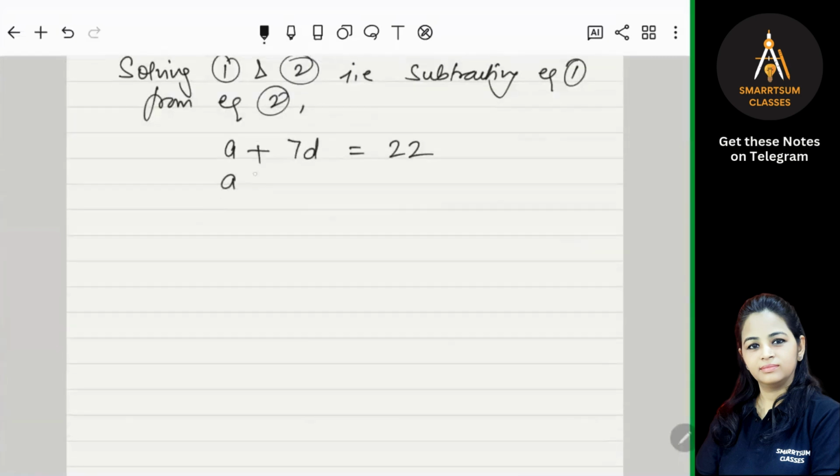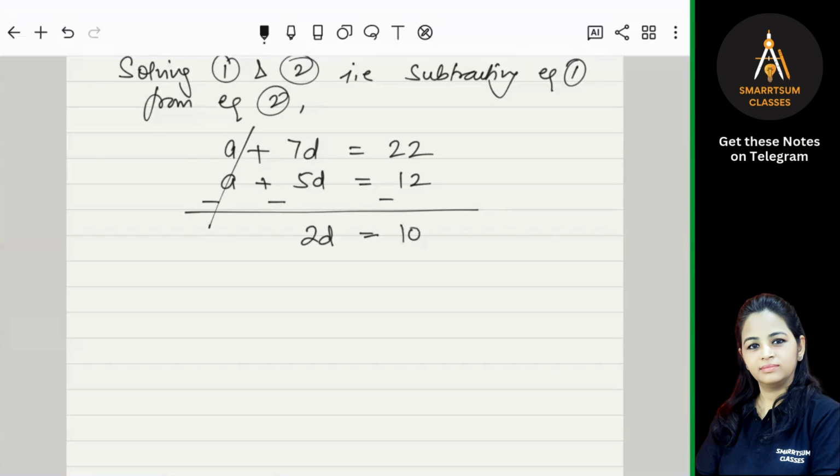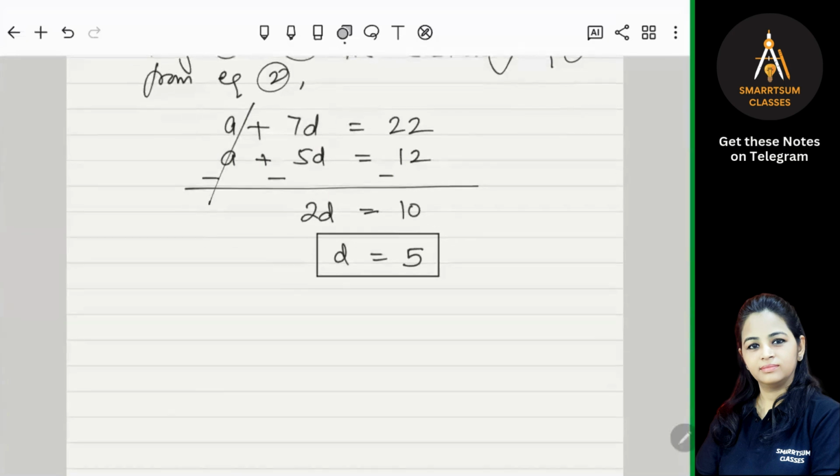Since we are subtracting, we change the sign of the lower terms. Now we add. So a will cancel, and 7d minus 5d will become 2d. 2d is equal to 22 minus 12, which is 10. So from here we have got the value of d, that is 5. In this way we have got the value of the common difference d. One variable we have already found. Now we can easily find the value of a.